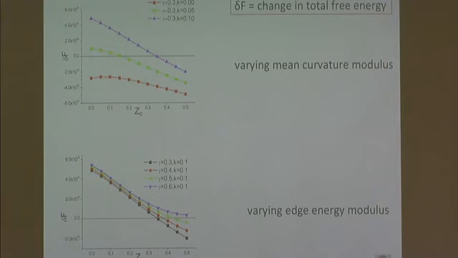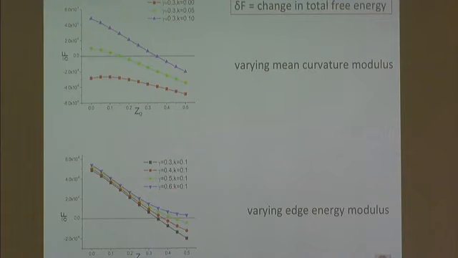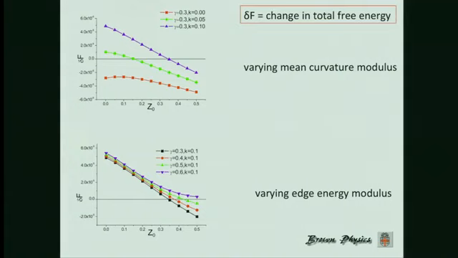So what we've done here is we've looked at it as a function of the mean curvature modulus for fixed edge energy, and also fixed mean curvature modulus and varied the edge energy. That's the difference between these two figures. In both cases, change in total free energy versus z naught. And the key thing is where, if at all, do these lines pass through zero and go negative? In other words, where are you likely to form a twisted ribbon?